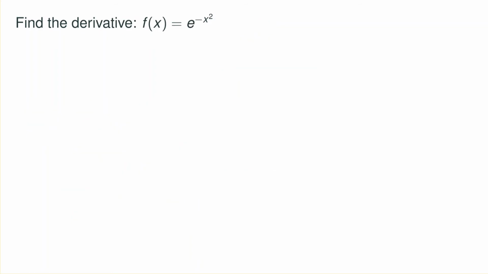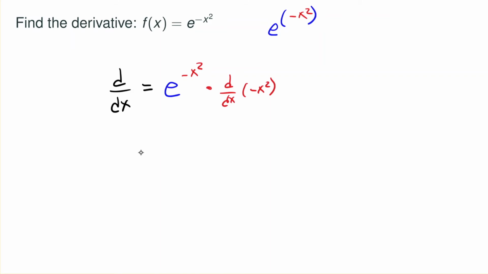Find the derivative of e raised to negative x squared power. So here we have a composite function. We have negative x squared as an argument for the outside function e raised to something, so e to the x. So when we find the derivative of this, we get e to the same argument multiplied by derivative of negative x squared, which we get e to the negative x squared times negative 2x.